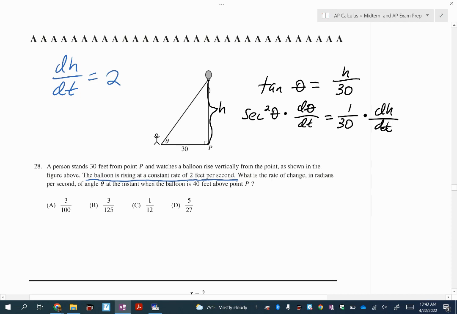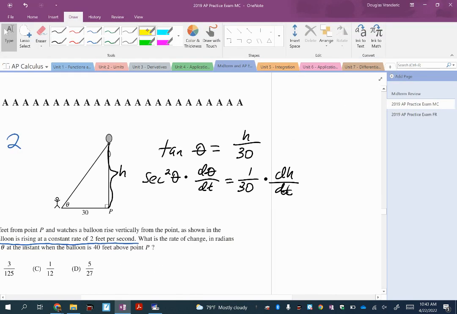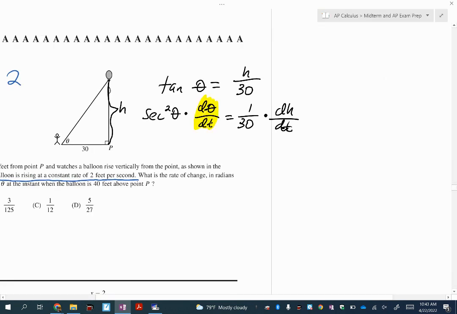Okay, what am I solving for? It says, what is the rate of change in radians per second of angle theta? So what am I solving for? d theta over dt. This is what I'm solving for. So that's the only thing I can't know, right? Because I need to solve for that.